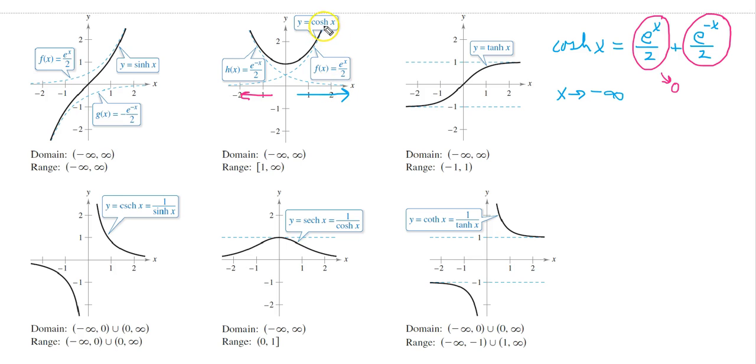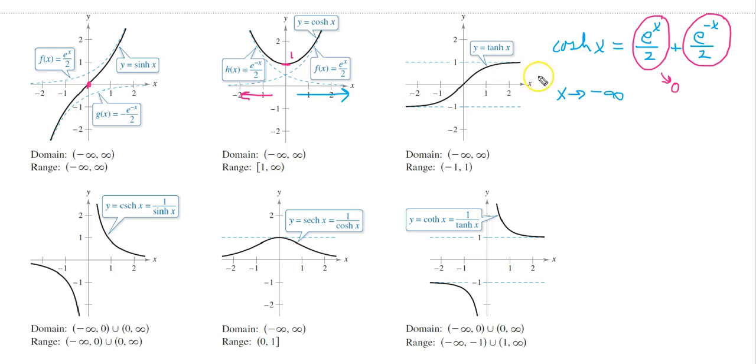And so you notice with Cosh, it never actually crosses the x-axis like cinch does. Notice cinch is 0 when x is 0, but if I put 0 in here for x, we get 1/2 plus 1/2, which is 1, so the graph of Cosh crosses the y-axis at 1.